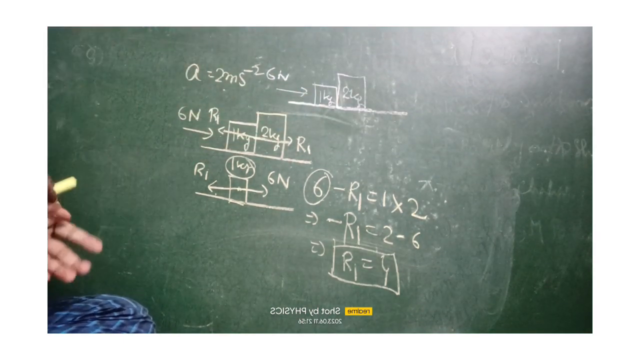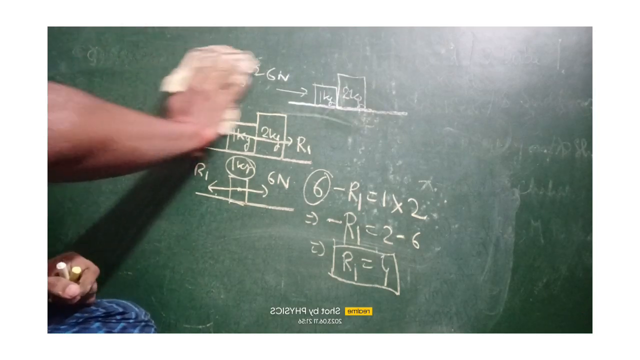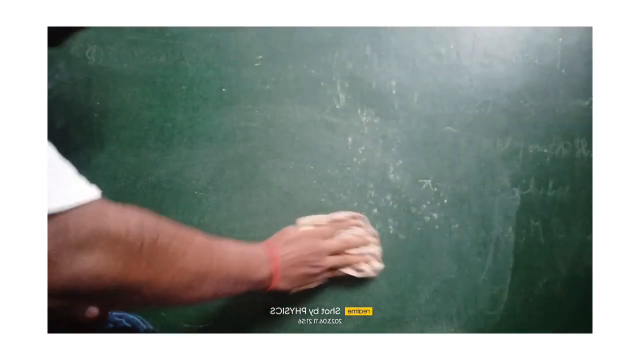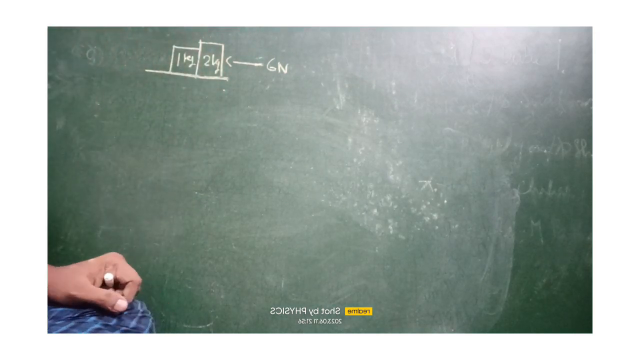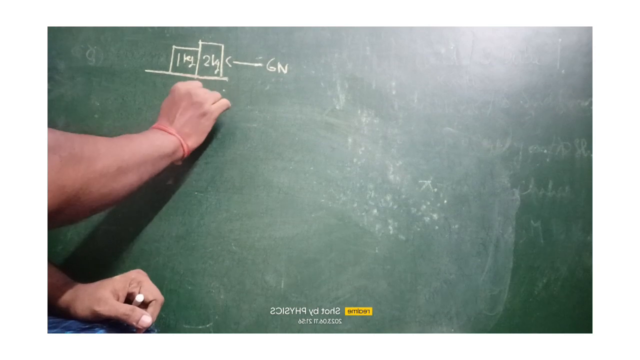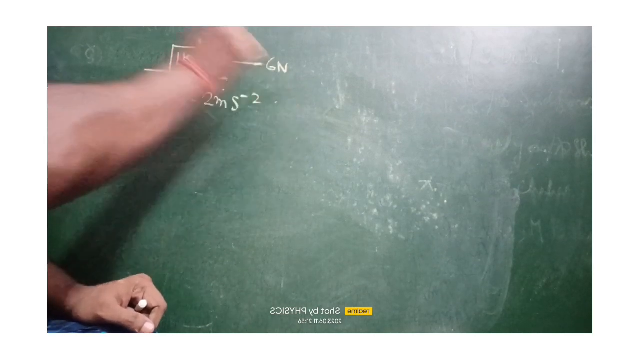Now reverse the force. Let's take here the block of 1 kg. This block is 2 kg. Force of 6 Newton is applied on the 2 kg. Acceleration of the system is the same. A is equal to 2 meter second to the power minus 2.